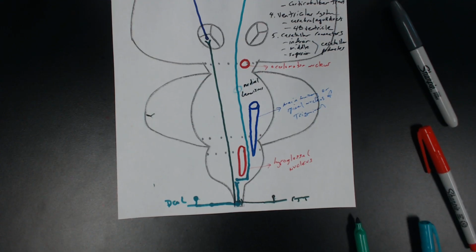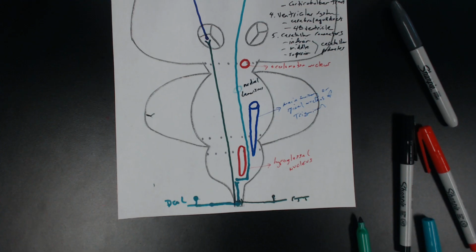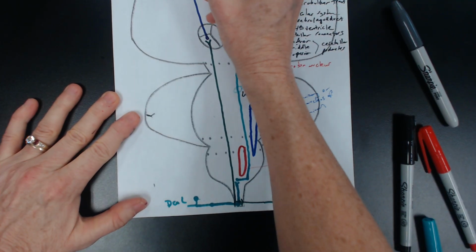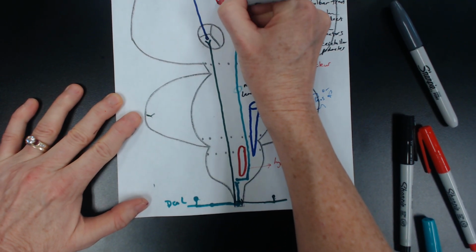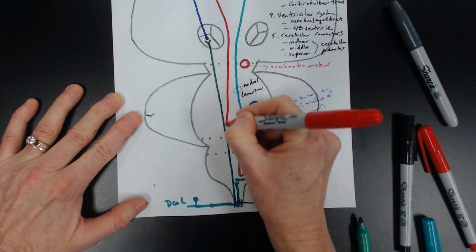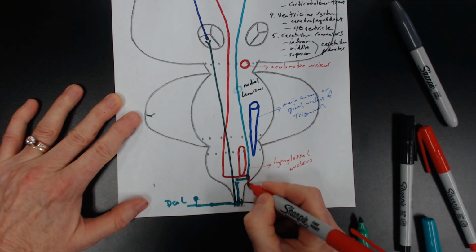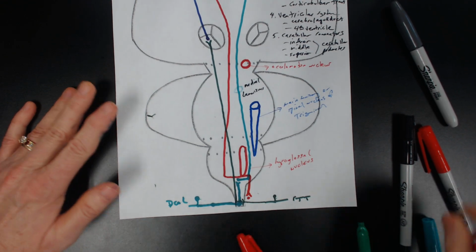And then what I'm thinking about is my corticospinal tract. The corticospinal tract is going to be here, send out axons, and come all the way down. It's going to decussate at the level of the caudal medulla, and this is going to be my corticospinal tract.